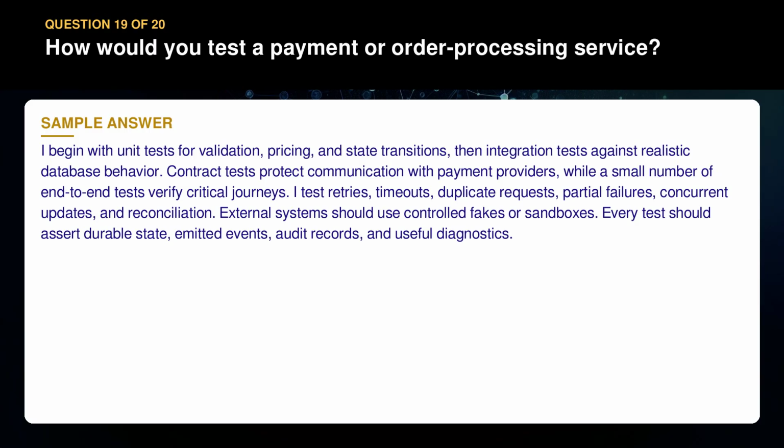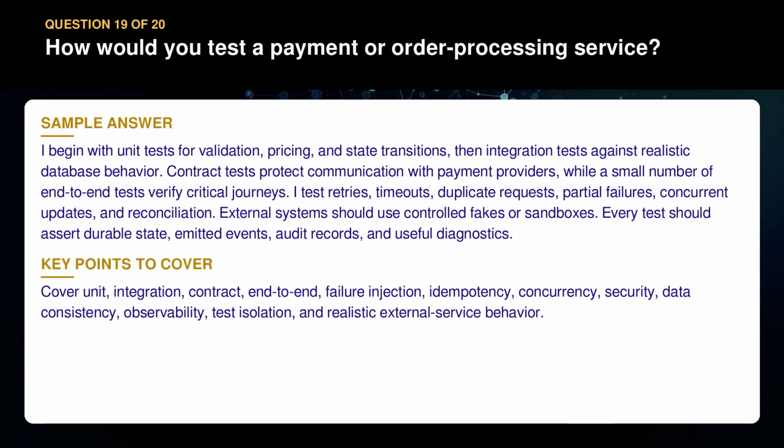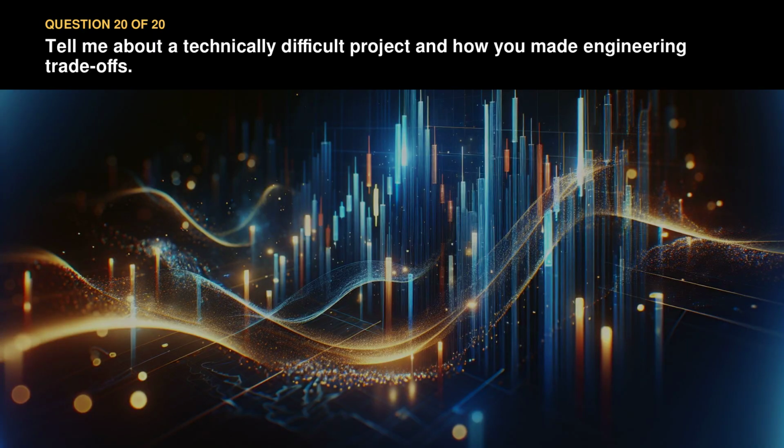External systems should use controlled fakes or sandboxes. Every test should assert durable state, emitted events, audit records, and useful diagnostics. Cover unit, integration, contract, end-to-end, failure injection, idempotency, concurrency, security, data consistency, observability, test isolation, and realistic external service behavior.